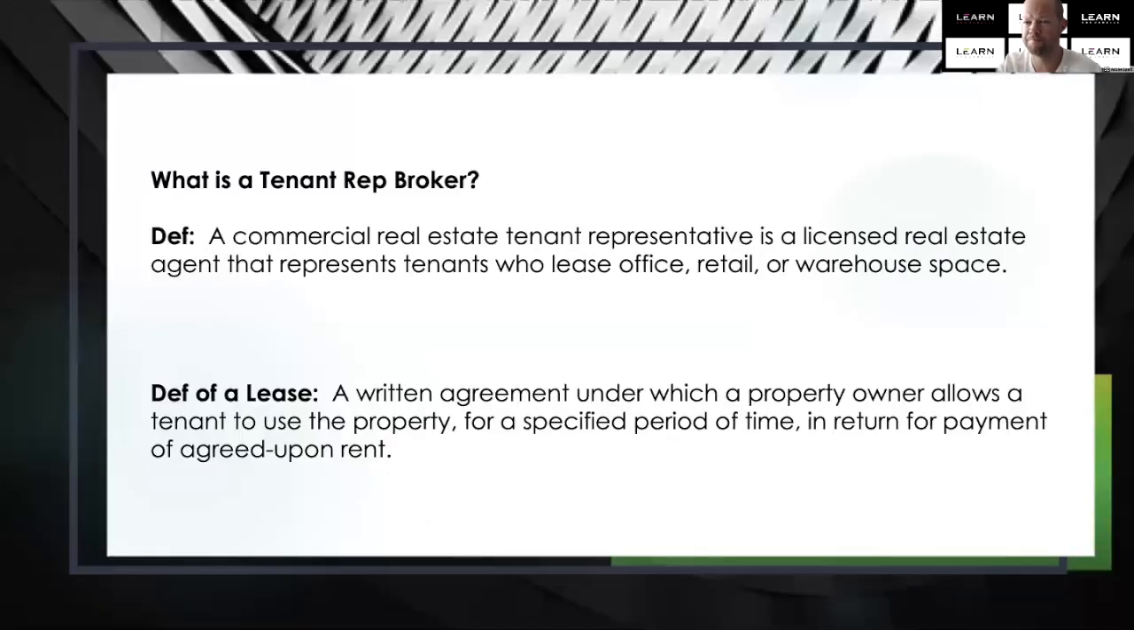So let's go. All right, so what is a tenant rep broker, right? The definition is a commercial real estate tenant representative is a licensed real estate agent that represents tenants who lease office, retail, or warehouse space. Now, the definition of a lease, a written agreement under which a property owner allows a tenant to use the property for a specified period of time in return for payment of agreed upon rent, right? Sounds kind of rudimentary, but there's lots of different kinds of leases as well. Like we said, we broke down gross, absolute, triple net, modified gross, ground lease, right?